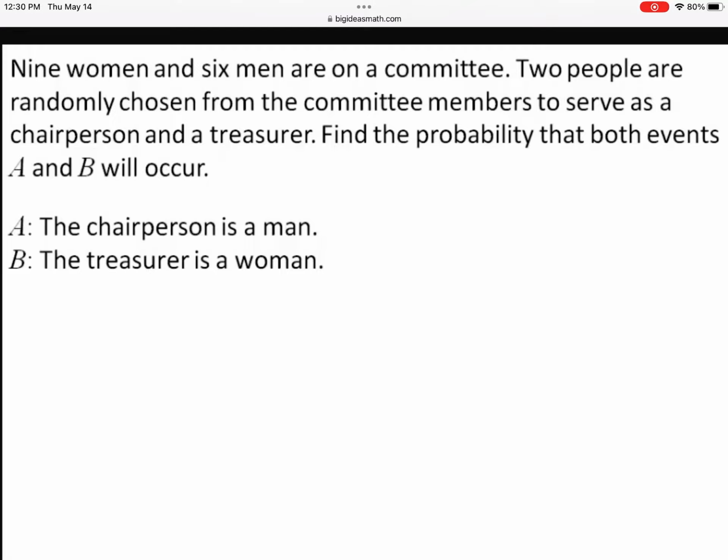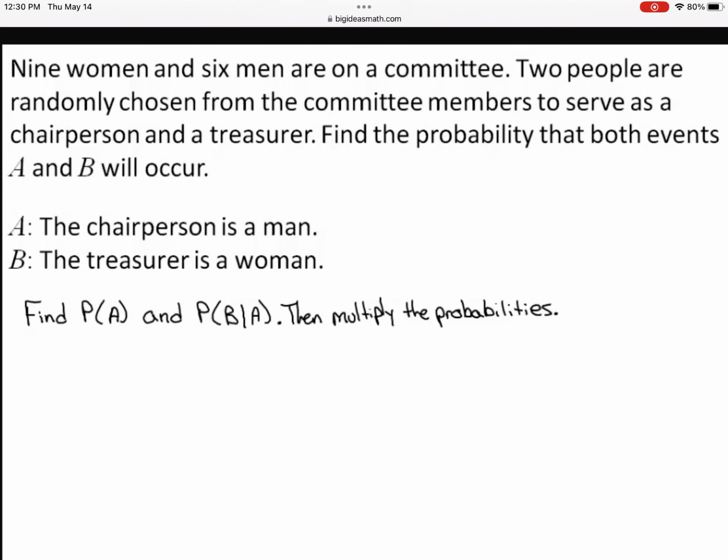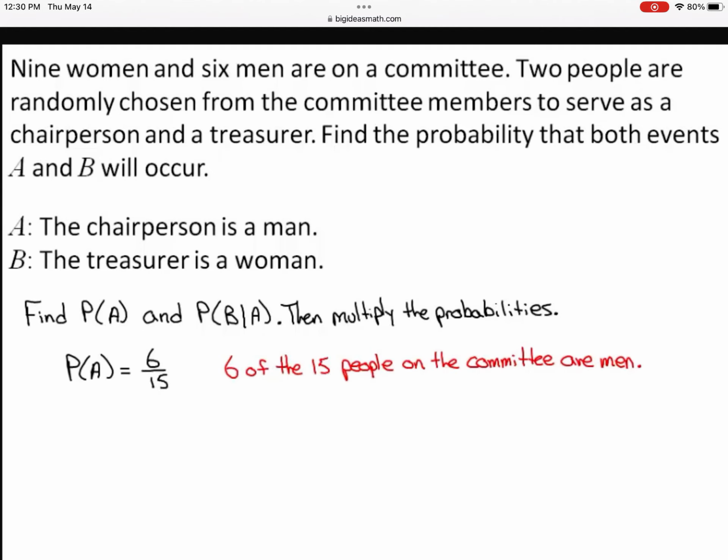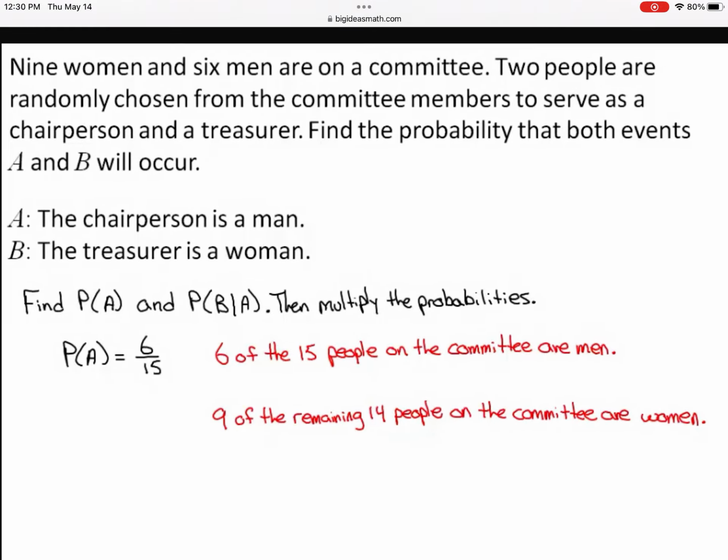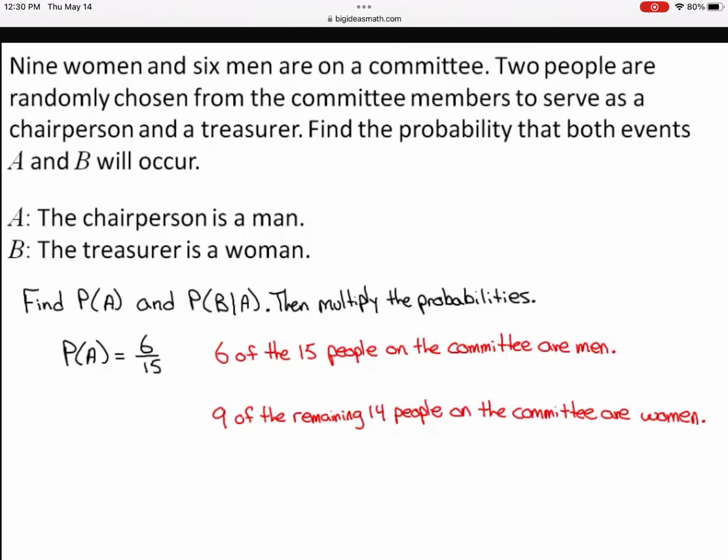Notice that the events are dependent because there is one less committee member to select from once the chairperson is selected. So find the probability of event A and the probability of event B given event A, then multiply the probabilities. Notice that 6 of the 15 people on the committee are men. So the probability of event A equals 6 divided by 15. Then notice that 9 of the remaining 14 people on the committee are women. So the probability of event B given event A equals 9 divided by 14.